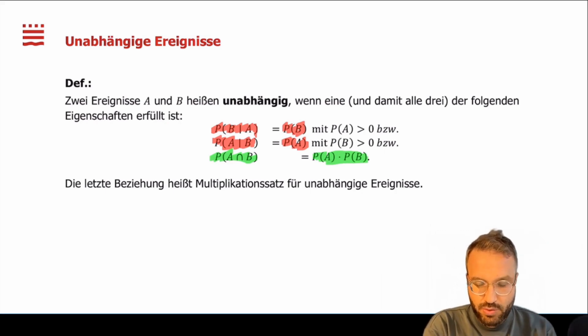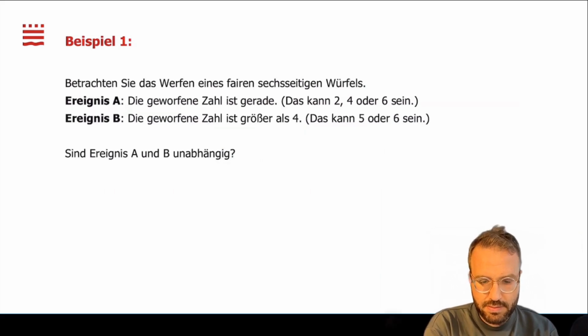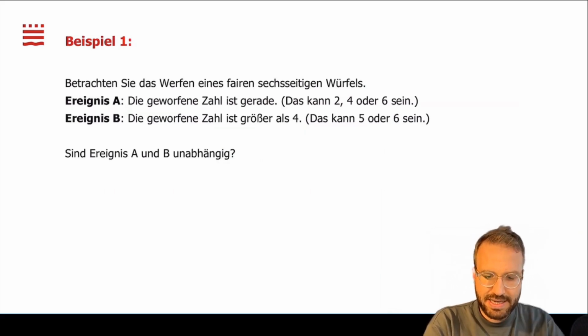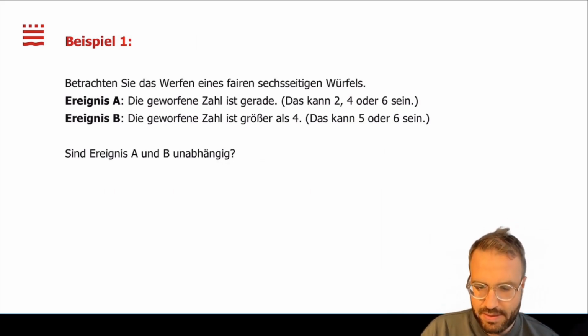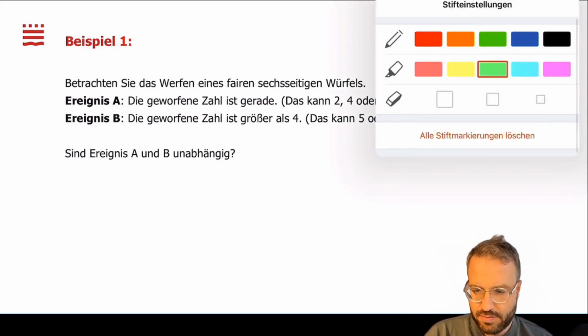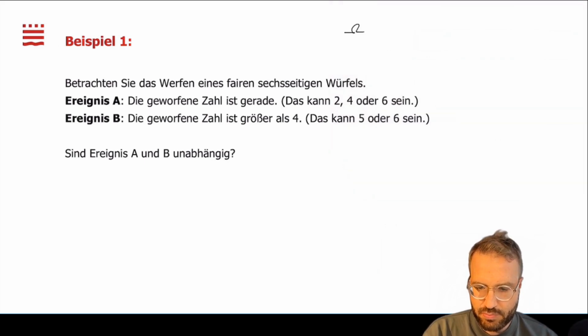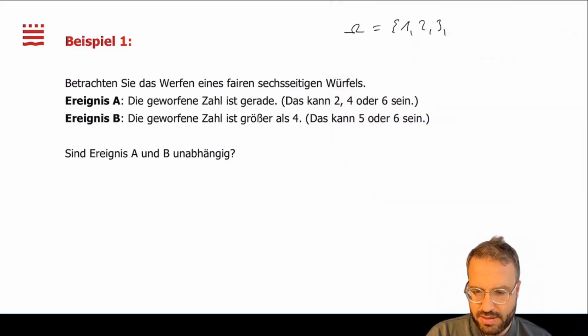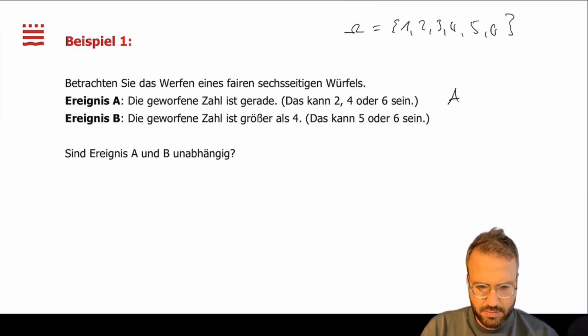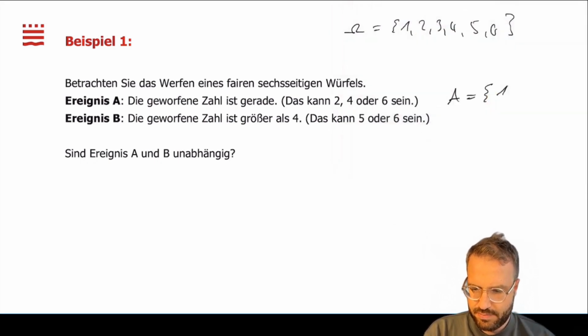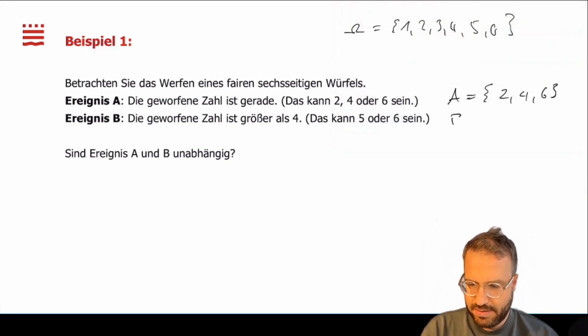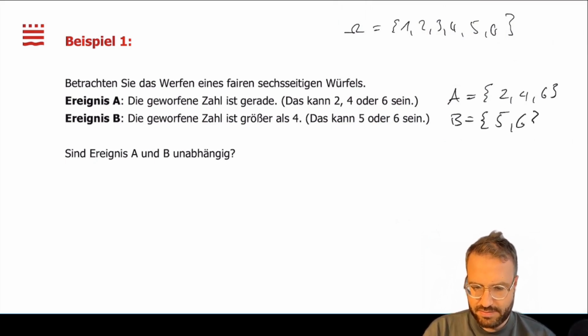For this, we will also do an example now. Specifically, we are looking at a six-sided die, and we have two events. So we have our omega is 1, 2, 3, 4, 5, 6. Event A: the rolled number is an even number, so 2, 4, or 6. Event B: the rolled number is greater than 4, so 5 or 6.